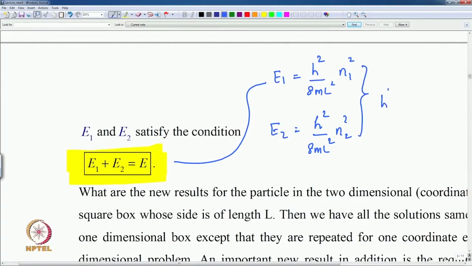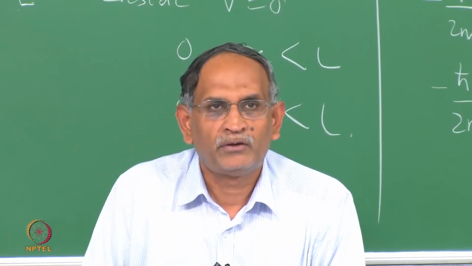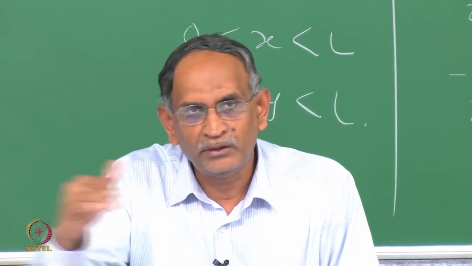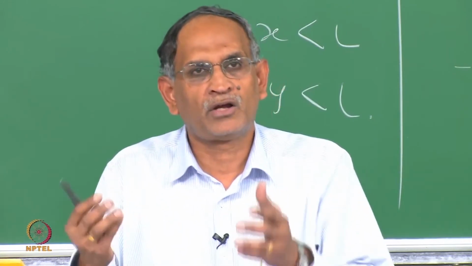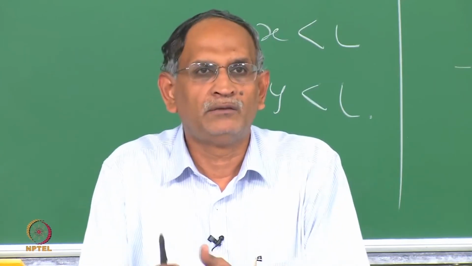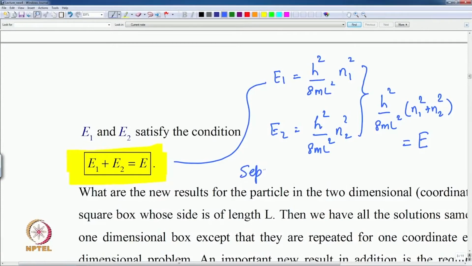Therefore, you have h square by 8m L square times n1 square plus n2 square is equal to the total E. So, this is the only constraint that comes out in the separation of the two-dimensional Schrodinger equation, that the total energy is the sum of the two one-dimensional energies, and that is possible because we do not have a potential which couples the two dimensions. We have put V equal to 0, and therefore the method of separation of variables.